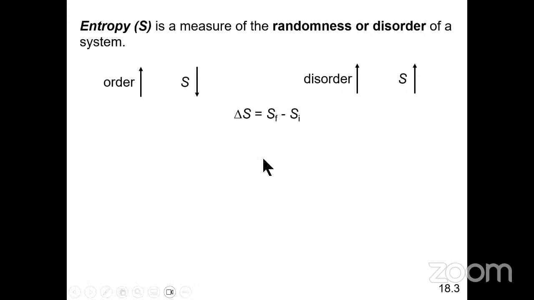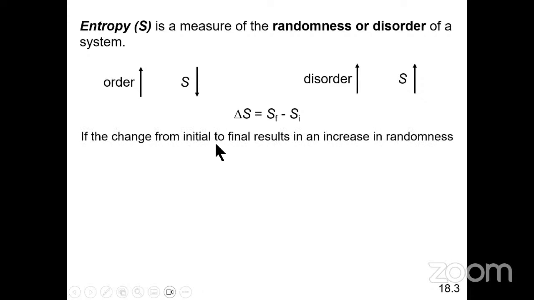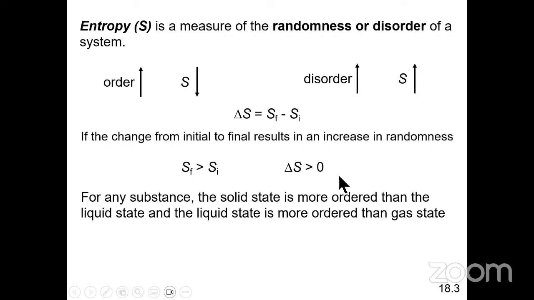Now, entropy can actually be measured. We can actually measure the entropy value of a system, or calculate it at least, and we can measure what is also called the change in entropy. Entropy is traditionally represented by the symbol S. So the change in entropy is delta S, and that is equal to the final value of entropy minus the initial value. If the change from the initial to final results in an increase in randomness, then that means that S final is greater than S initial, which means that delta S is positive. And if the opposite is true, then delta S is negative.